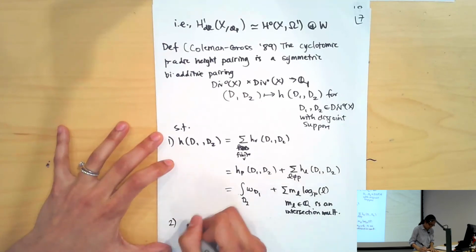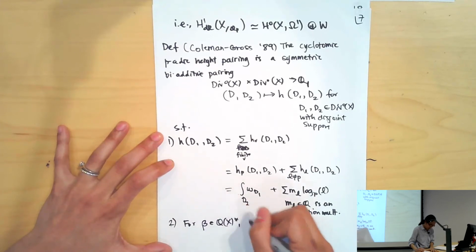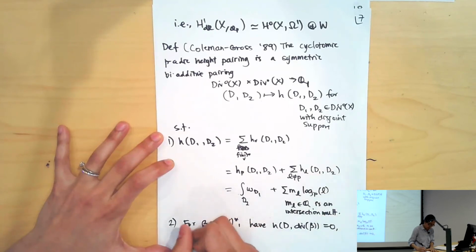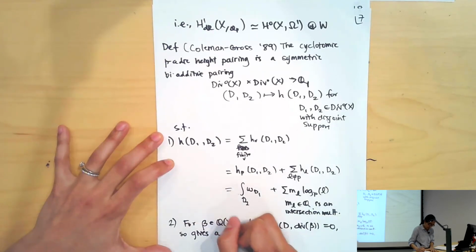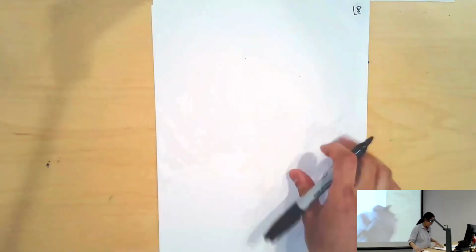All right, so for beta an element of the function field, we have that the height of D and the principal divisor is 0. So we get a symmetric bilinear pairing on the Jacobian, and we get some p-adic values.